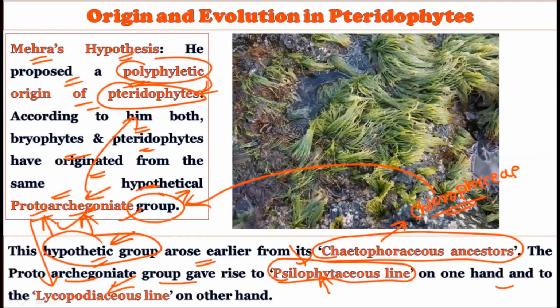He has hypothesized, he has imagined, a particular group called the proto-archaeogoniate group, and according to him this group is responsible for giving rise to two lines. The first is the Psilopsida line and the second is the Lycopsida line. So this is also a hypothesis. He has imagined a certain hypothetical group, and from this hypothetical group the two lines of the pteridophytes evolved. This is according to Mehra's hypothesis, which is also supporting the algal hypothesis.